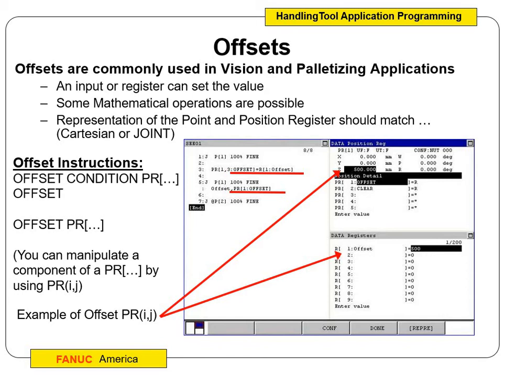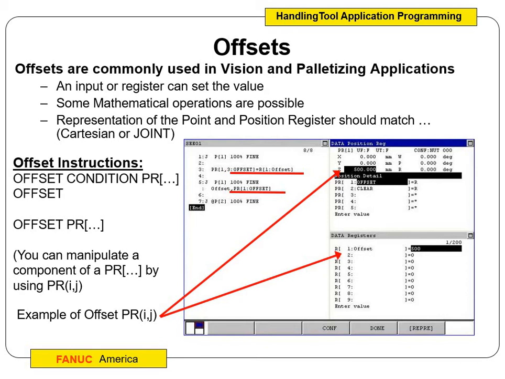So, we can use an input or a register to set the original value. We can do some mathematical operations, and we want to be able to represent them in the point and position registers.